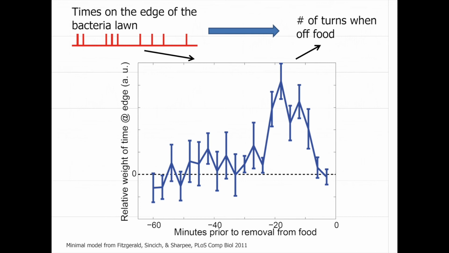It is 0 for the past 5 minutes, meaning it takes at least 5 minutes for the sensory experience to affect future behavior. It's also 0 for very long times. According to this statistical analysis, which was done with a linear-nonlinear model similar to what you heard about in the previous talk, the maximum impact that the sensory experience has is about 15 to 20 minutes prior to the animal being removed from food.